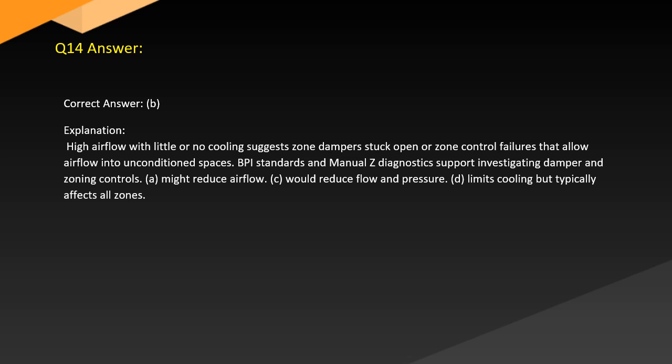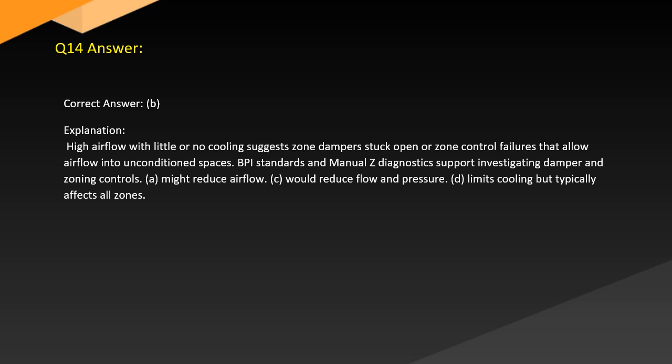Answer. Correct answer: B. Explanation. High airflow with little or no cooling suggests zone dampers stuck open or zone control failures that allow airflow into unconditioned spaces. BPI standards and Manual Z diagnostics support investigating damper and zoning controls. A. Might reduce airflow. C. Would reduce flow and pressure. D. Limits cooling but typically affects all zones.